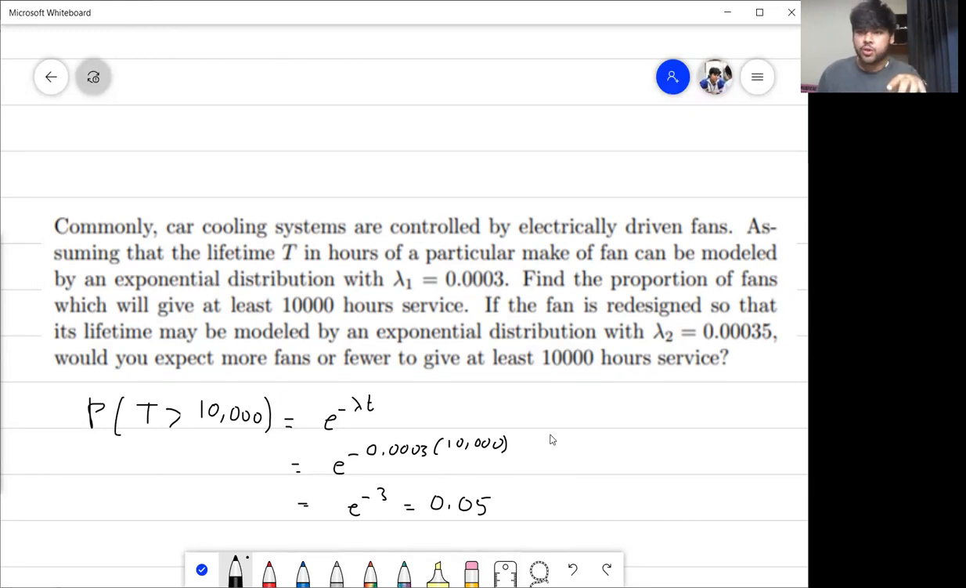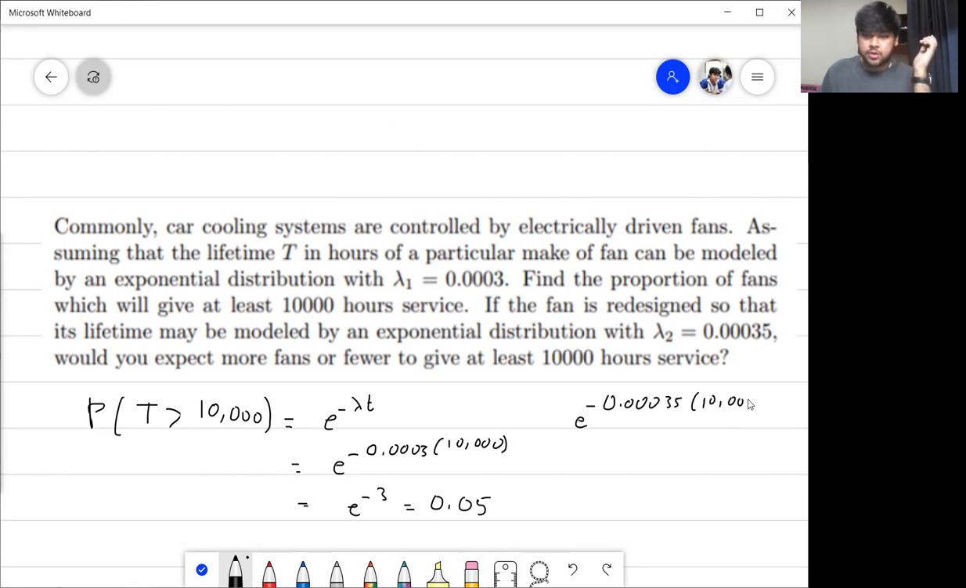This does not require a lot of thinking per se. What they're saying is, if I change the lambda, would you expect more or fewer fans to give at least 10,000 hours? The correct way is just to see what the value will be. So minus t, e to the power minus 0.0035. Because it's an exponential distribution, it's a decaying function, right? So because our lambda would increase, I think the value will be low, but I'll just confirm.